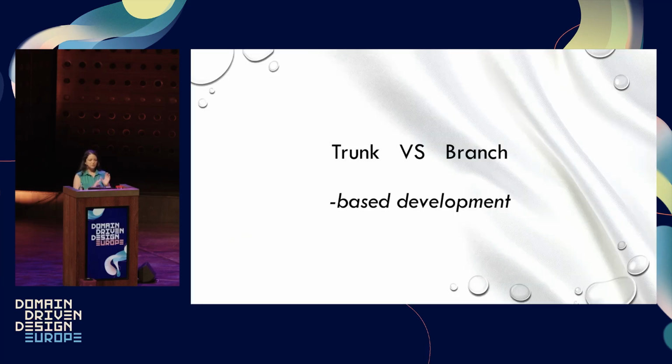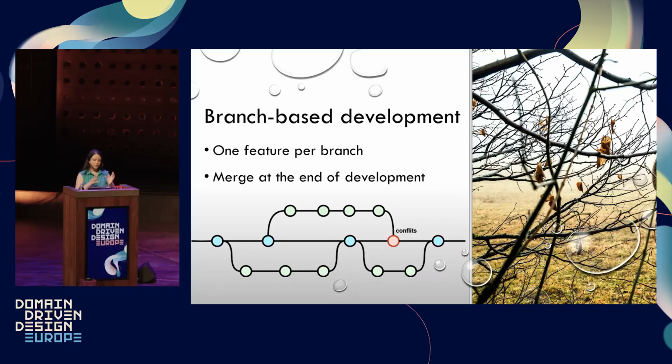So, as you understood, trunk-based development is a reaction to branch-based development, where we create a branch for each feature or each user story, and at the end of the development, we merge the branch directly on the trunk, on the main branch, perhaps main, dev, or another name. So the risk is to have conflict at the moment of the merge. The older the branch is, the more likely the merge conflict.